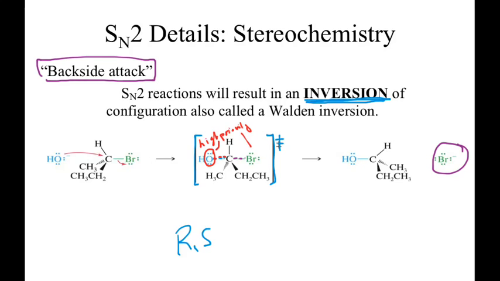And what we're going to do is assign chirality to this. So we've got bromine, carbon, carbon, and hydrogen. Bromine has our highest atomic number, so we'll assign it a 1. Our hydrogen has the lowest, so it's 4.